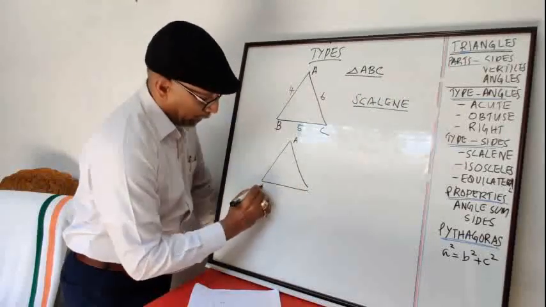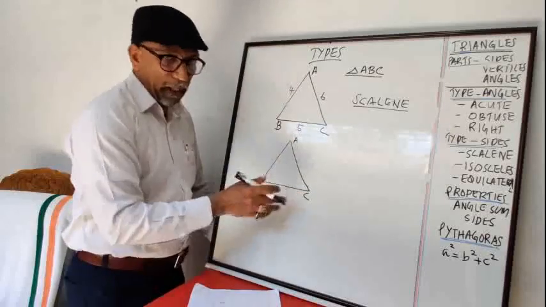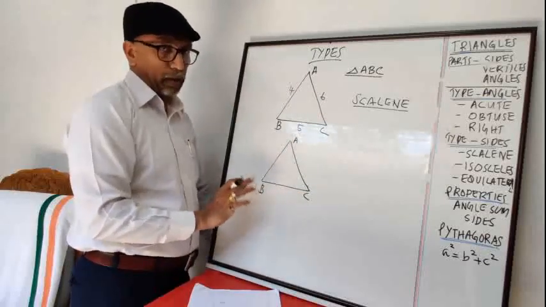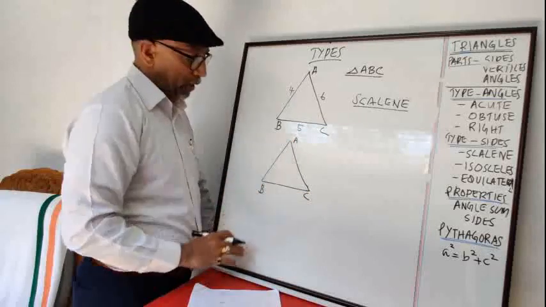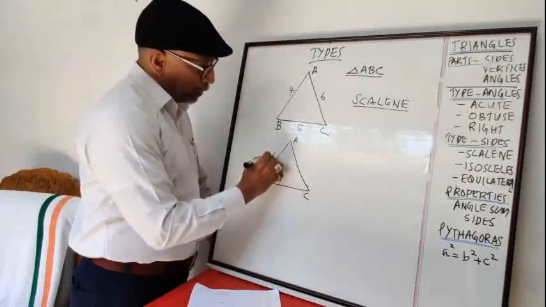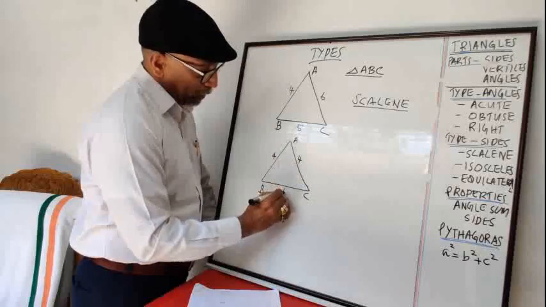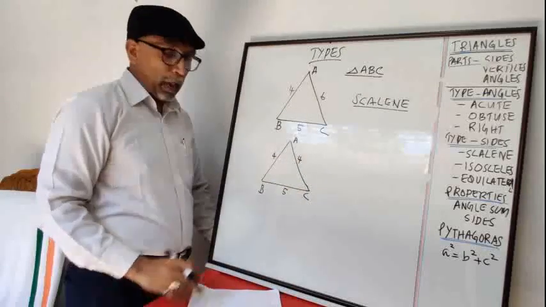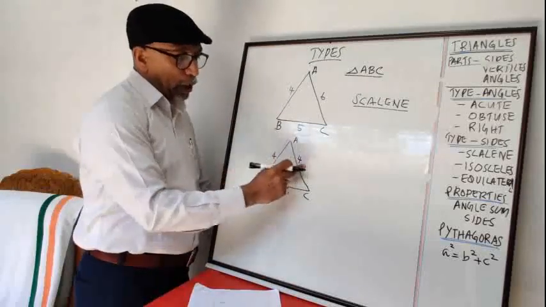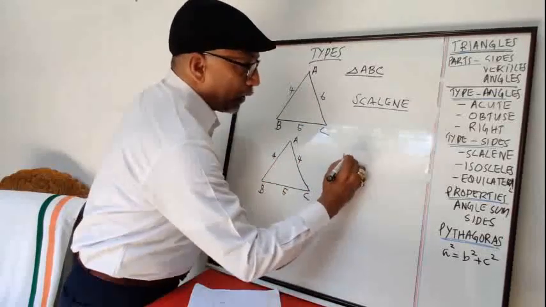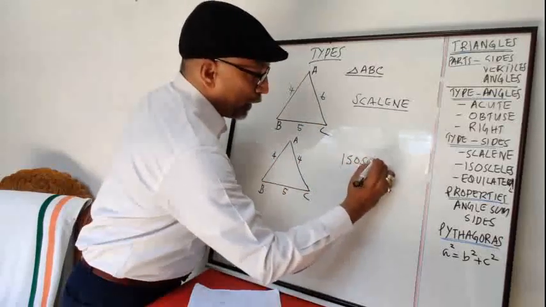A, B, C. For this purpose, I am drawing only acute triangles. Okay, acute angle triangles. Here this is 4, and this is 5. If two sides are equal, then we call it an isosceles triangle.